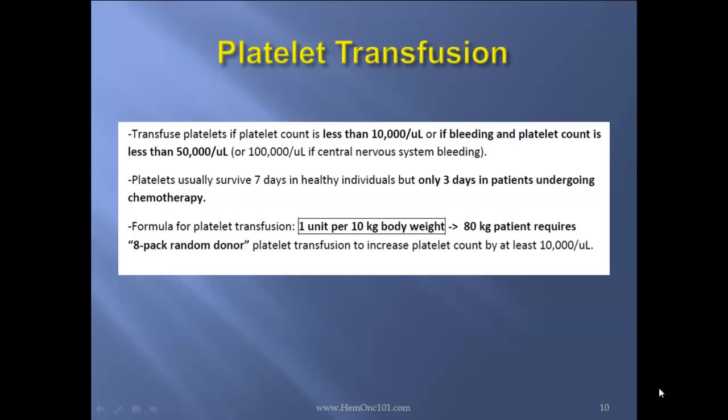Transfuse platelets if platelet count is less than 10,000, or if the patient is bleeding and the platelet count is less than 50,000, or in the case of central nervous system bleeding, less than 100,000. Platelets usually survive 7 days in healthy individuals, but only 3 days in patients undergoing chemotherapy. Formula for platelet transfusion is 1 unit per 10 kilograms of body weight. For example, an 80-kilogram patient requires 8 packed random donor platelets to increase platelet count by at least 10,000.